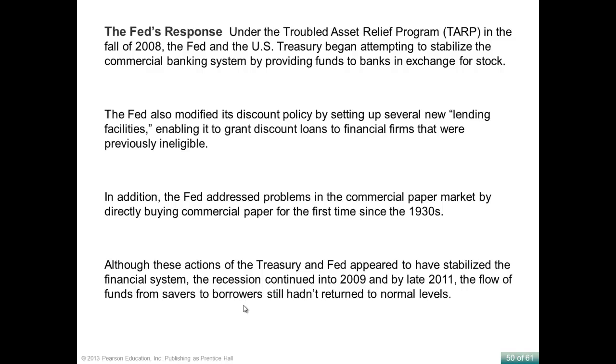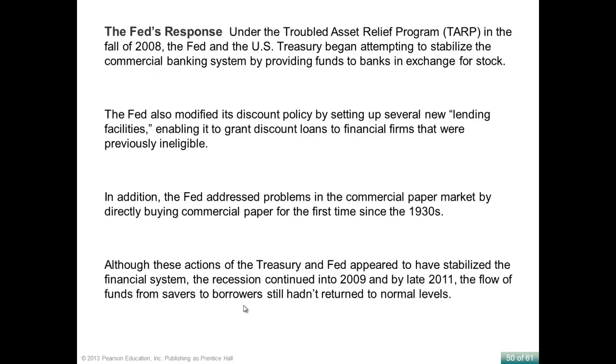How did the Fed respond to this? The Federal Reserve response was under TARP, or Troubled Asset Relief Program. This is the stimulus package that we talked about in 2008. The Fed and the U.S. Treasury began attempting to stabilize commercial banking by providing funds in exchange for stock. This is our first step towards a centrally planned economy. The government is taking a role in buying private businesses, so they are providing funds in exchange for stock.